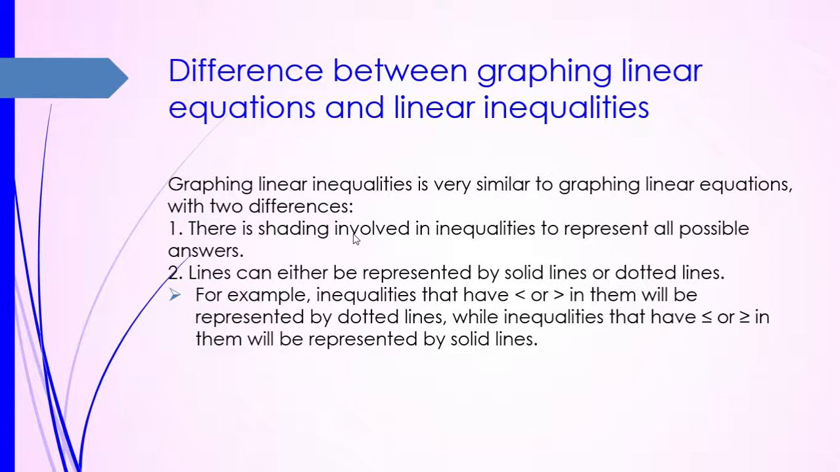So here's an example. When we have inequalities that have a less than or greater than symbol in them, that will be represented by dotted lines. Whereas inequalities that have less than or equal to or greater than or equal to symbol in them will be represented by solid lines. So we're going to go into details with that so that you can see it.